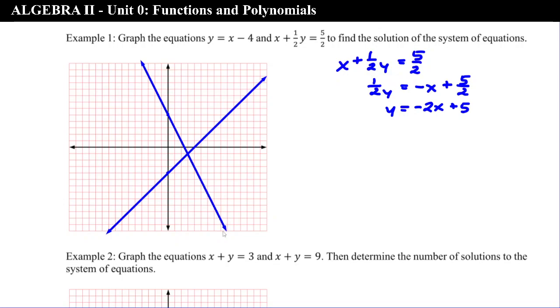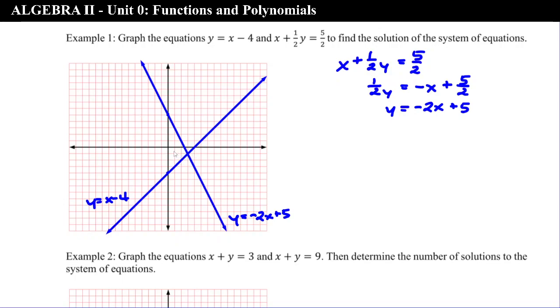Now we have two lines that cross each other, so we have one solution. One other thing that I think is also a good idea is to label your graphs. So let's do that. This graph was y = x - 4. This one, we're going to go ahead and label it using our slope-intercept form, minus 2x plus 5.